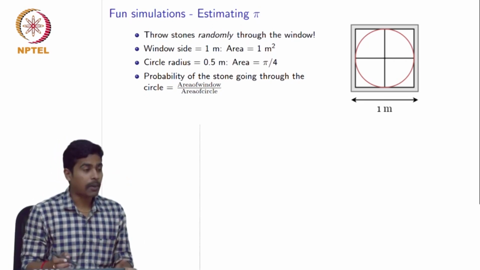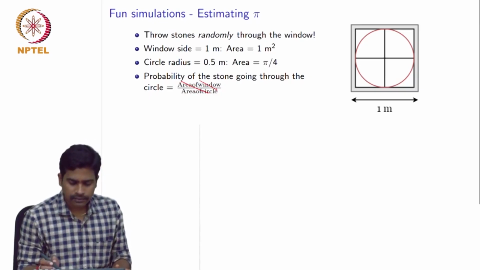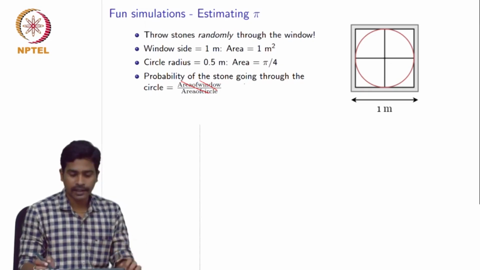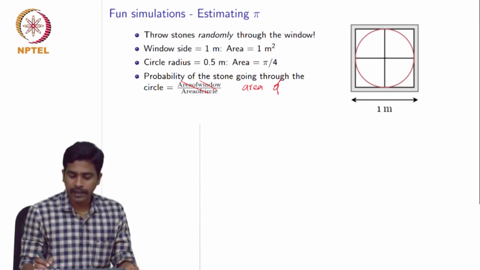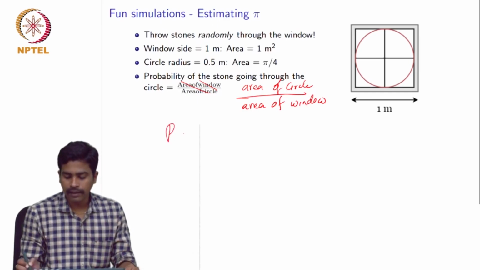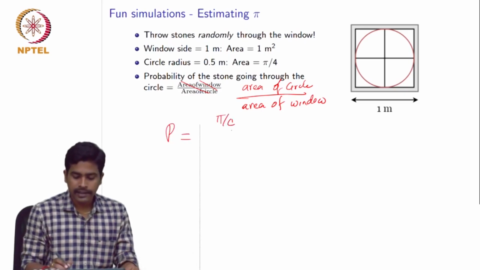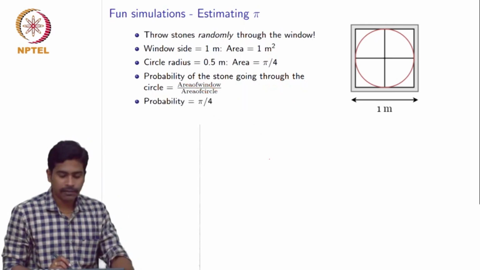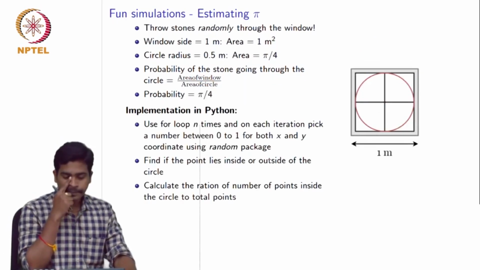So from probability, the probability of the stone going inside the circle is given by the area of the circle divided by the total area, or area of the window. So the probability is pi by 4 divided by 1, which is pi by 4. Okay, so now we are going to do a random simulation in Python.